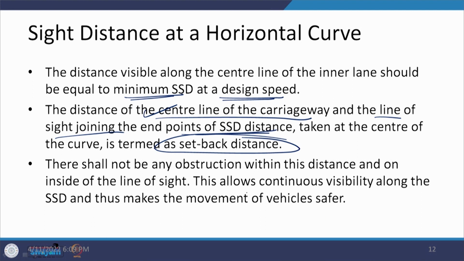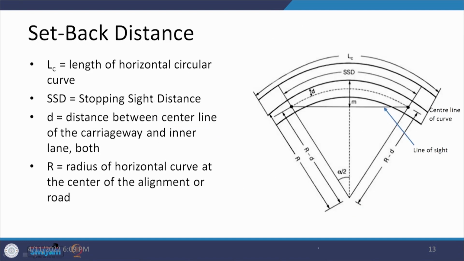And we need to have a continuous visibility along the SSD, that is important. You keep moving along the length of the curve and you should get SSD. If still there is restriction, you need to omit those things. So, it means we need to talk about SSD and the setback distance, and how we are going to calculate this setback distance is being shown here.